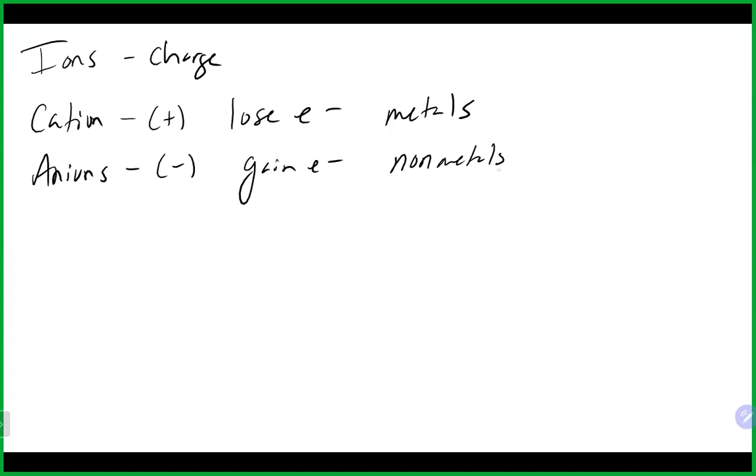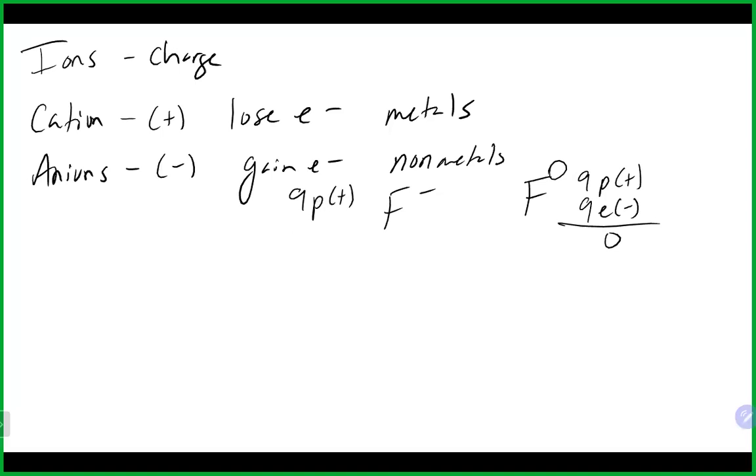If we had fluorine, fluorine has 9 protons and 9 electrons in its neutral state, which gives us 0. Fluorine will make a -1 charge, and it has 9 protons because it's got to stay fluorine. In this case, it'll actually have 10 electrons, one more, and that leaves us a -1 charge left over.